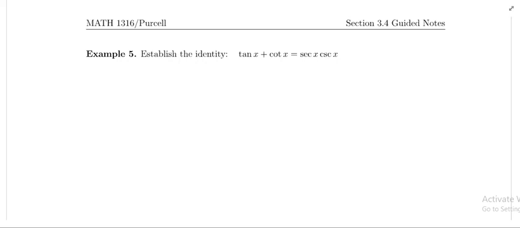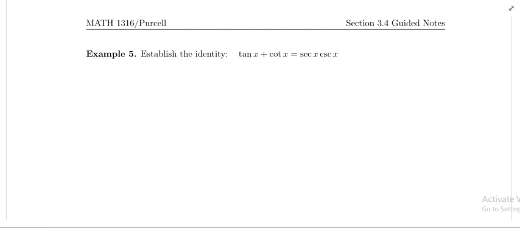Example 5. Establish the identity tangent of x plus cotangent of x is equal to the secant of x times the cosecant of x. All right, so when you look at this identity, you might be puzzled as to which side to start with. Which one is considered more complicated, because they're both kind of short and sweet? When I look at this, I would go with the left side.